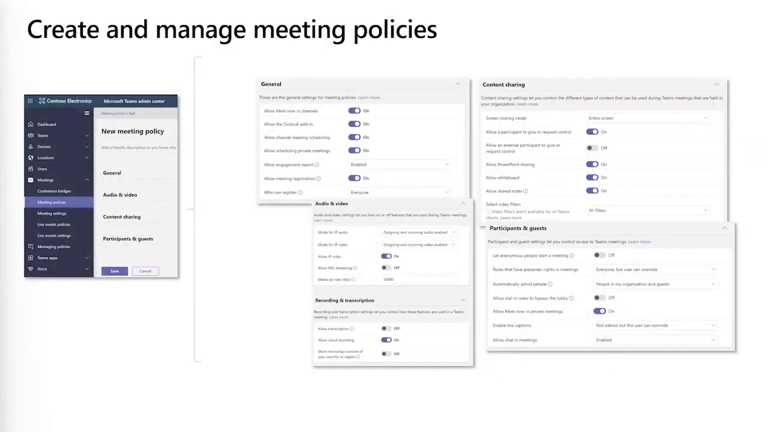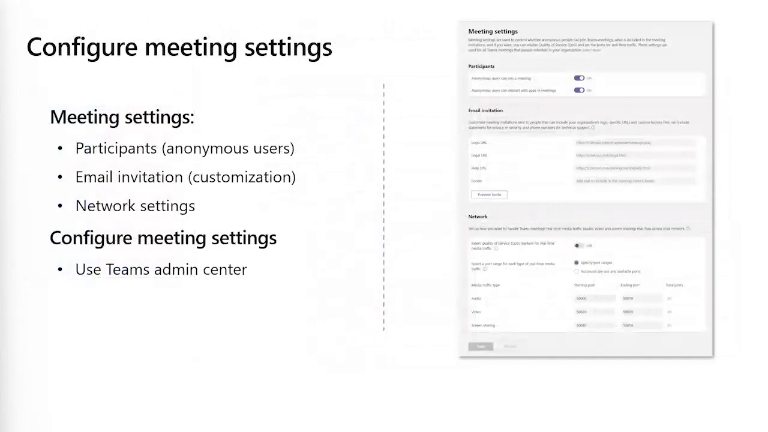There are many meeting policies we can create and manage as well. Do we want to have Meet Now in channels? I can make an argument either way. Do you want people focused on the meeting content or be able to have side conversations? Do you want to allow an Outlook add-in? This is helpful because that way you can schedule meetings right from within Outlook. You can allow for scheduling of private meetings.